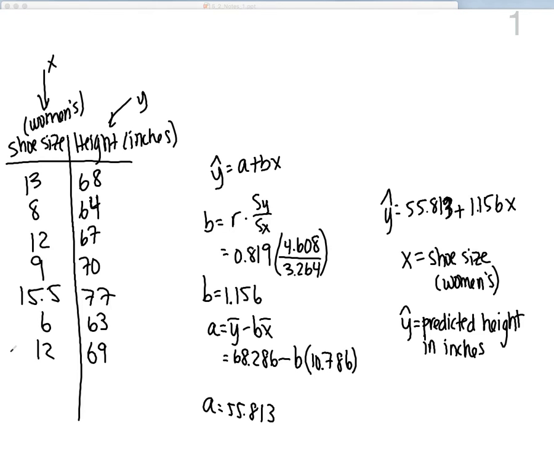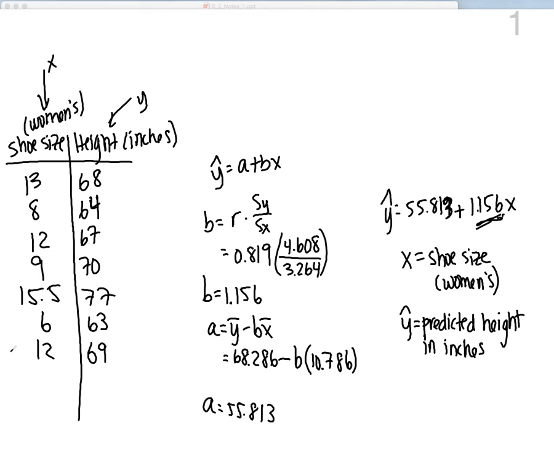Okay. What does this 1.156 mean? The slope. If I asked you to interpret it. Per women's shoe size unit, I guess. It's predicted to go up by 1.156 inches. Right. For every increase in women's shoe size by 1, the height is predicted to increase by 1.156 inches.